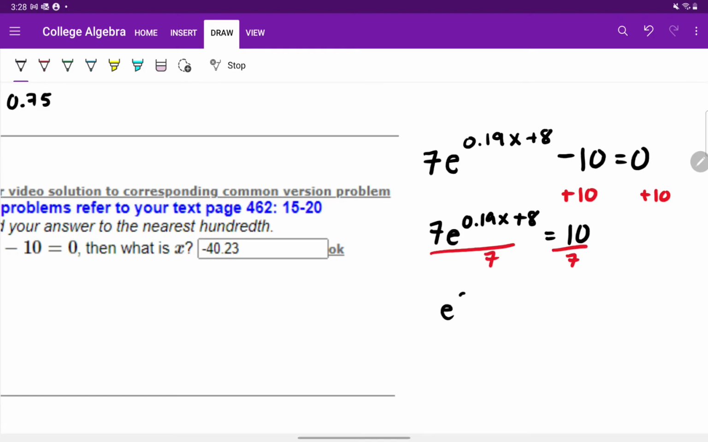That'll give us 10/7 on the right. Let me leave myself a little more space. I said I was going to leave myself more space, and then I didn't leave myself more space. All right, so now look over on the left. We have e to a power of something, and there's nothing else over there with that e. This is an ideal condition to take the log of both sides.